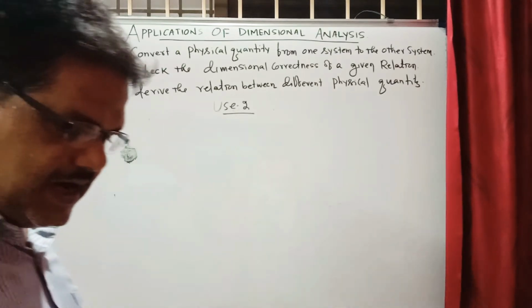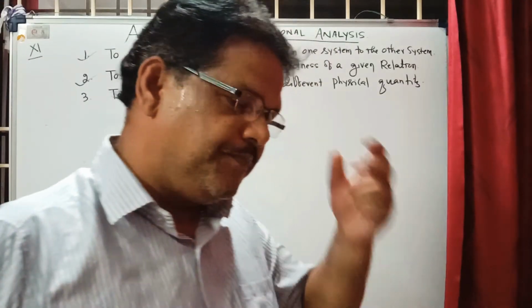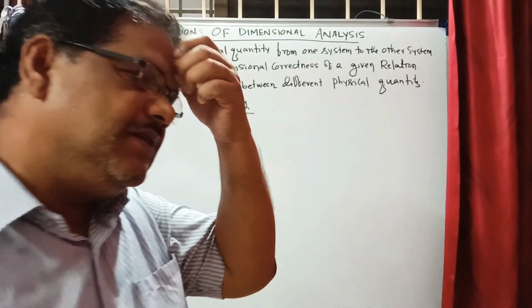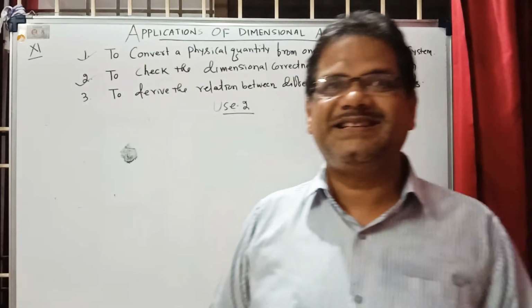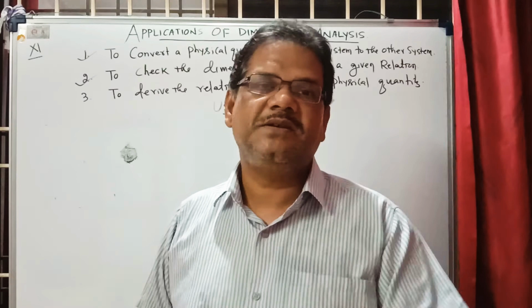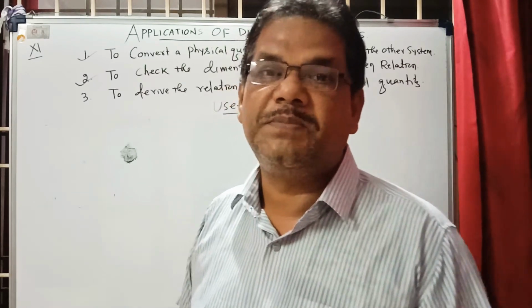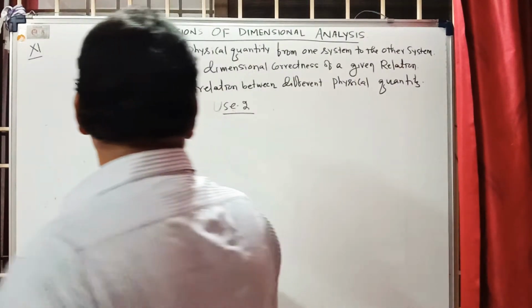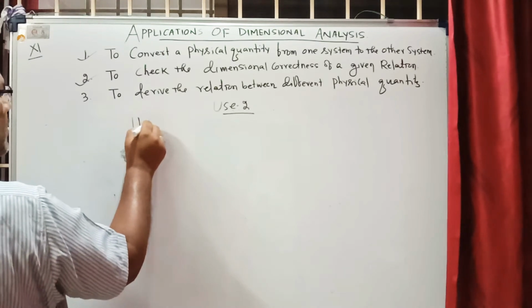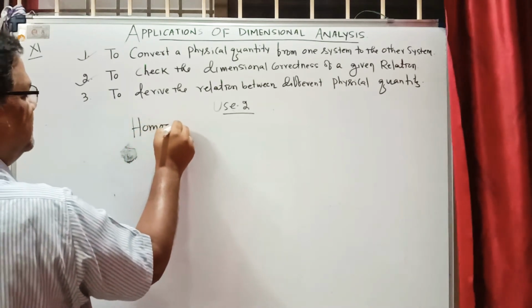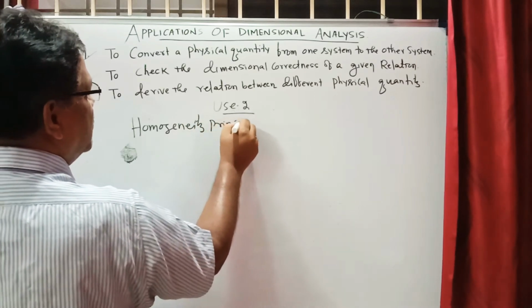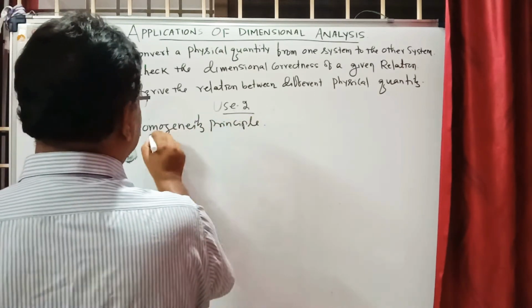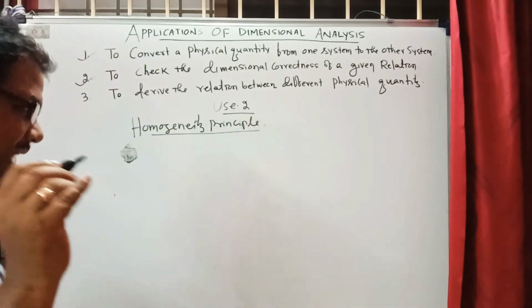How do we check whether the relation is correct or not? Whether a relation is dimensionally correct or not should be checked by using a principle. That principle is called the principle of homogeneity. What is the homogeneity principle? What does it tell?